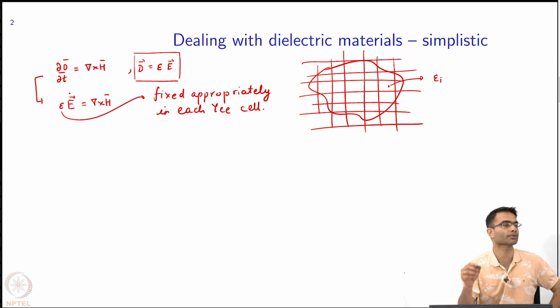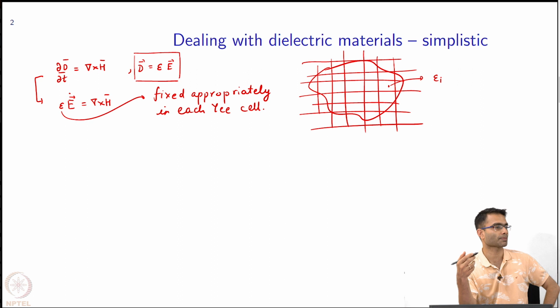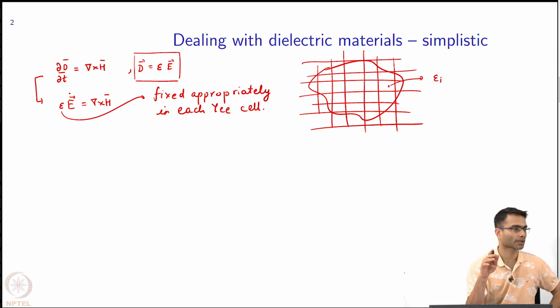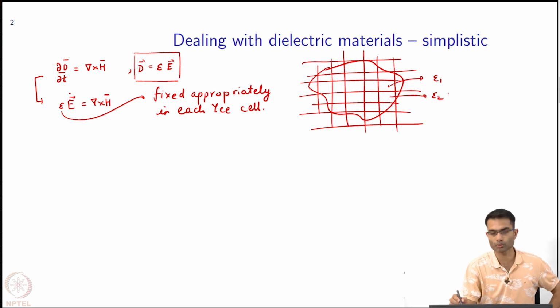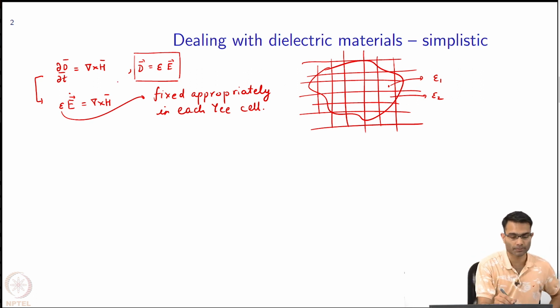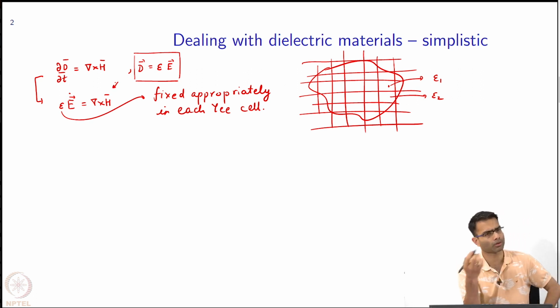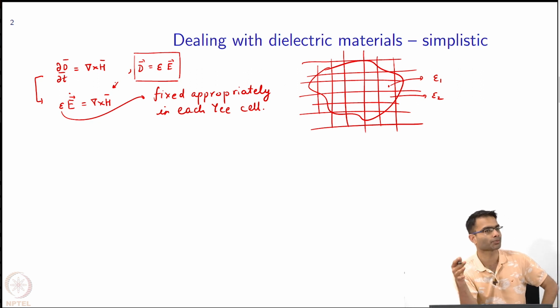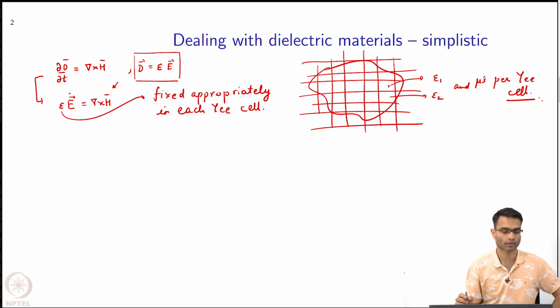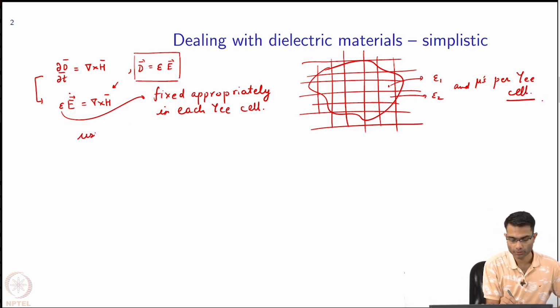First of all, I do a piecewise constant approximation of epsilon. So, wherever there is a square grid, I assume the epsilon is constant over there. So, this is some epsilon 1, this is some epsilon 2 and so on. On this grid, once I fix the values of epsilon, then I use these update equations with the appropriate value of epsilon or mu. I will also replace B is equal to mu H and put those values of mu. So, epsilon and mu's per E cell, and the usual update equations.